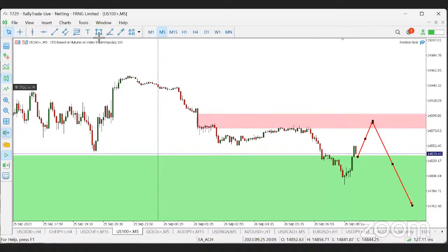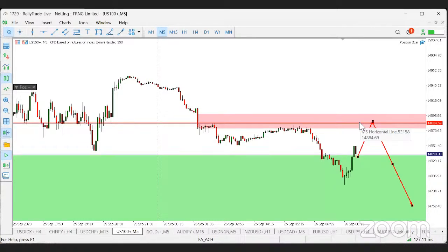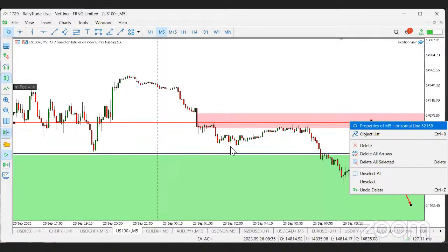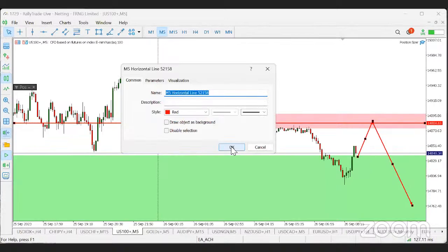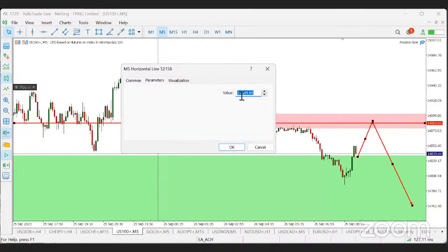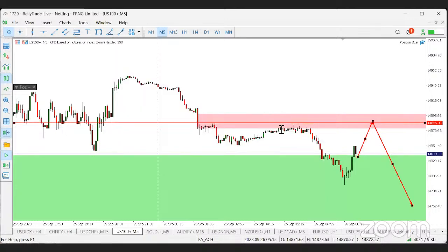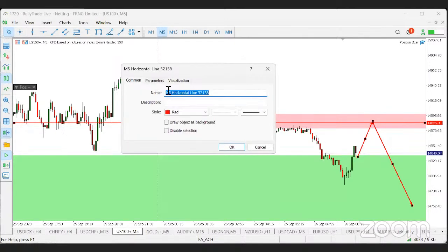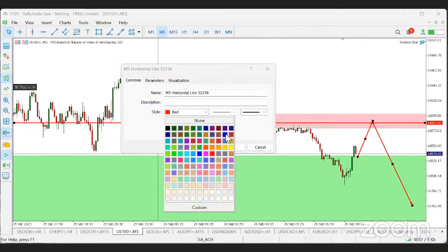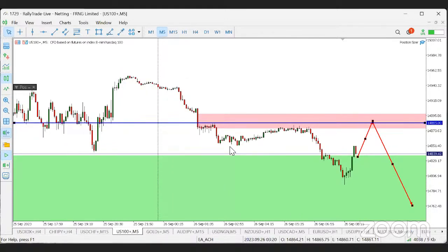So I'll be entering my sell trade at 14885.00. The blue line you see, that's the entry price, 14885.00.